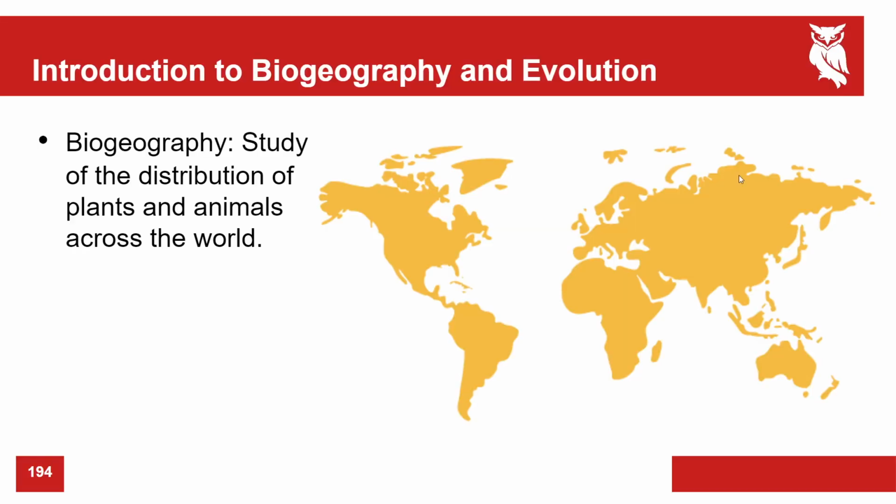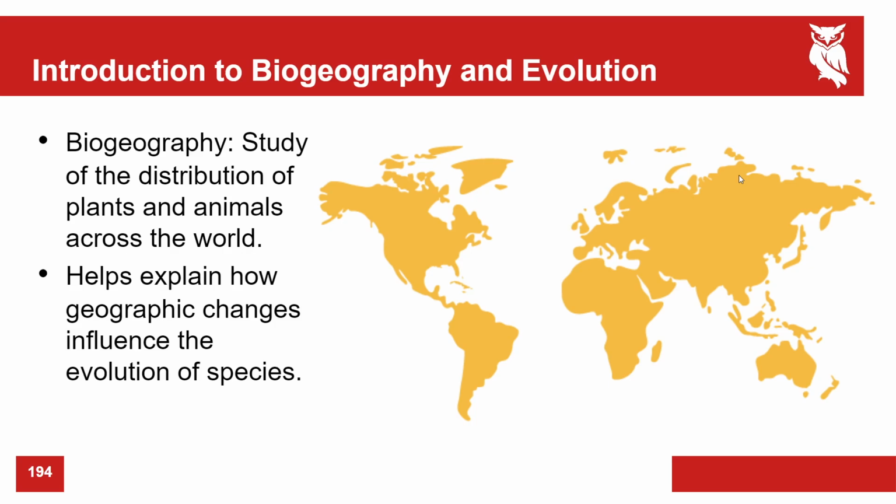Biogeography is the study of the distribution of plants and animals across the world, and it helps explain how geographic changes influence the evolution of species. Some of you may remember from earlier science classes about Pangea, where all the continents were combined into one supercontinent, and South America was paired up with Africa.